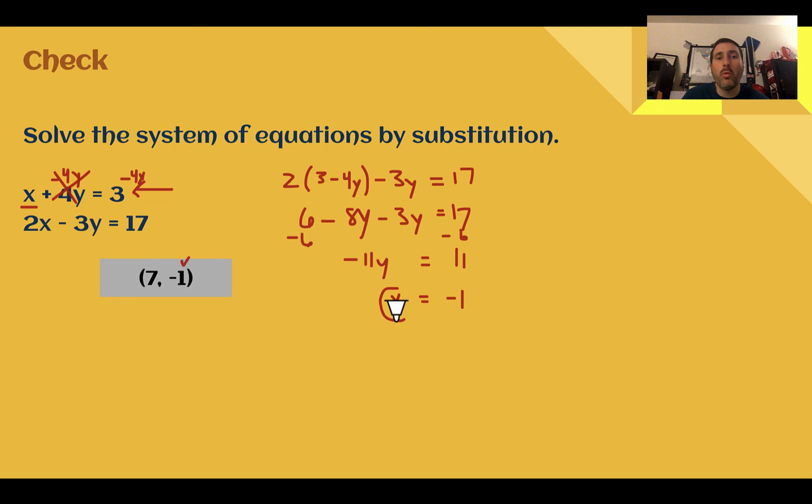Notice we solved for y first. Y is the second number in the coordinate, so please make sure you put it in the correct spot. Then x plus 4 times negative 1, that equals 3.